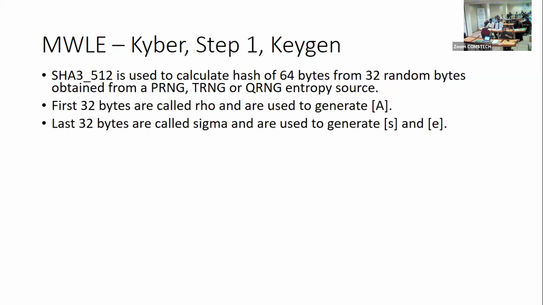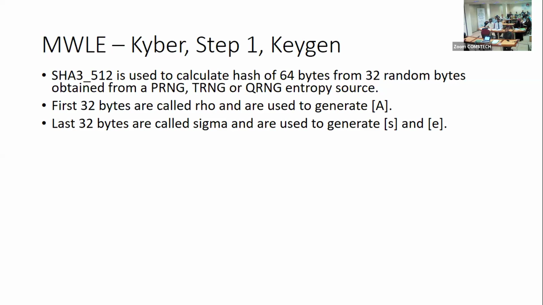SHA3-512 will return 64 bytes as an output. Out of those 64 bytes, the first 32 bytes we call rho, and the last 32 bytes we call sigma. And then there is an algorithm. I'm not going to go into details of that algorithm, but it's not a very complicated algorithm. From rho it generates matrix A, and for one particular value of rho, every time you get that same matrix A. It cannot be changed.